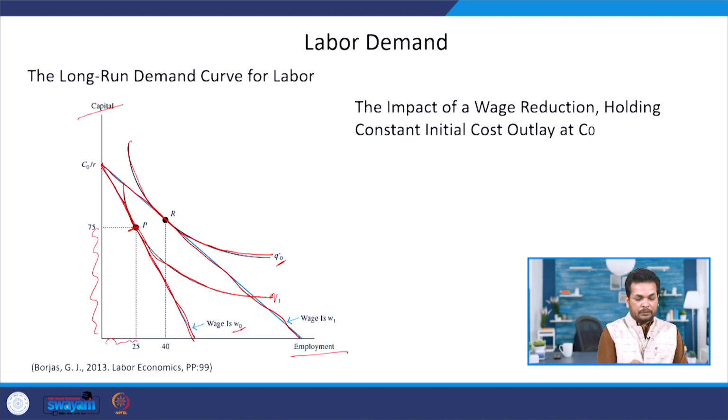So, now the farm has moved from point P to point R, the employment has increased. When we are doing this kind of exercise, you have to be extremely careful when we are drawing this new isocost line, because the obvious way of shifting this isocost line is also the wrong way of shifting it. As we have seen in the figure, we may want to shift the isocost by rotating it around the original intercept, which is C0 by R.